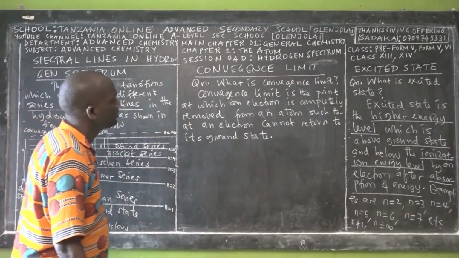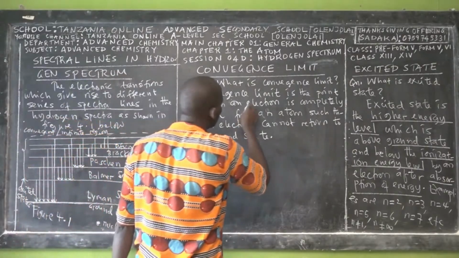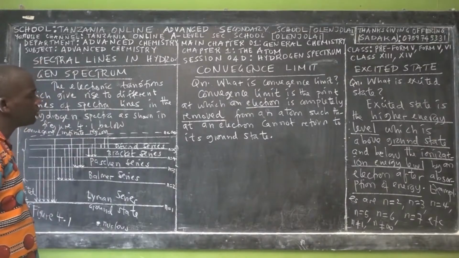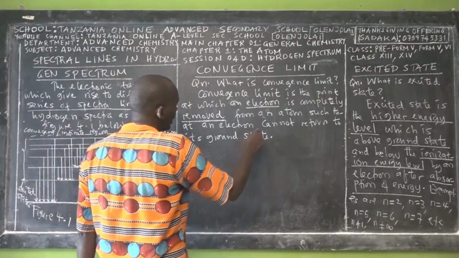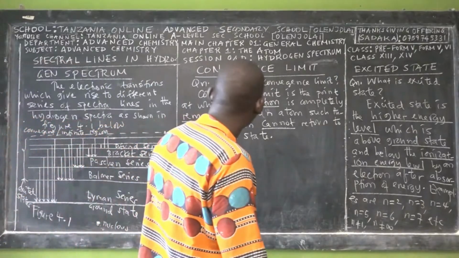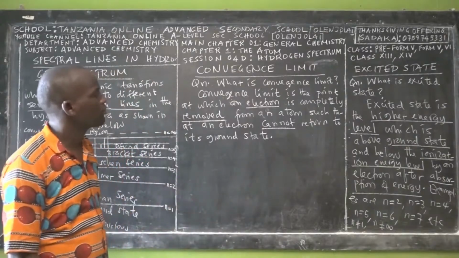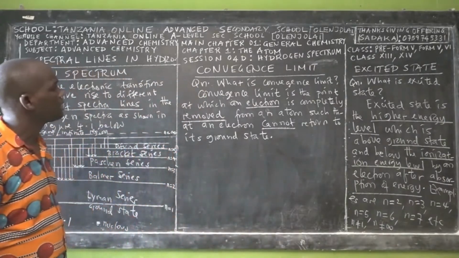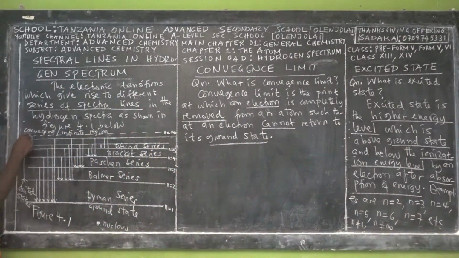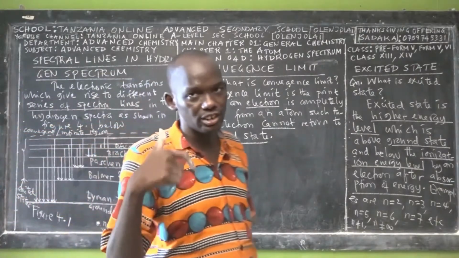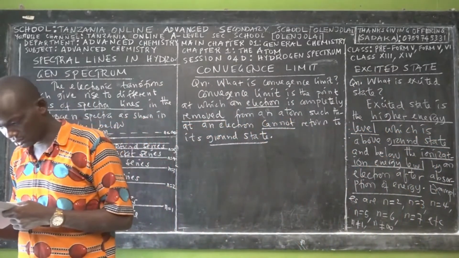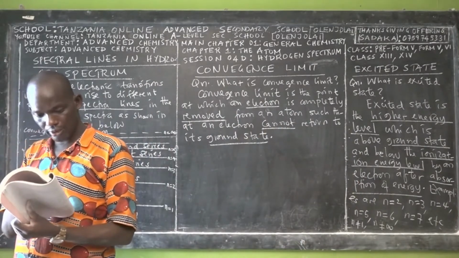Convergence limit is simply the point at which an electron is completely removed from an atom such that an electron cannot return to its ground state. That is the meaning of convergence limit. So the point at which an electron is completely removed from an atom, that's what we call ionization, such that an electron cannot return to its ground state. So convergence limit is somewhere here when n is equal to infinity. When an electron reaches there, it cannot return to the ground state, and that's what we get as the ionization state.